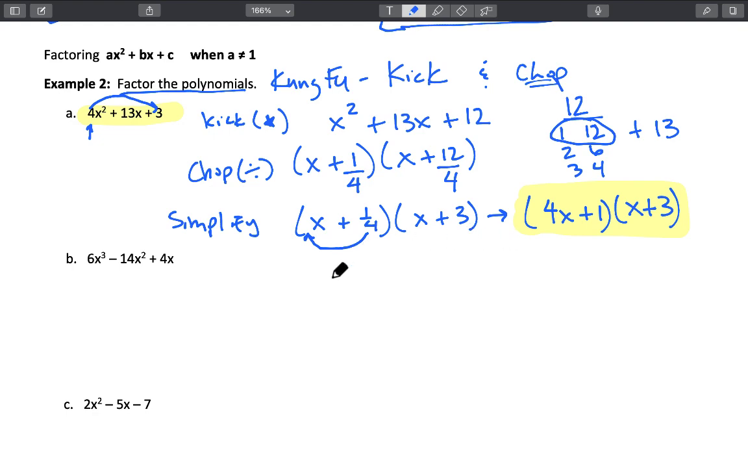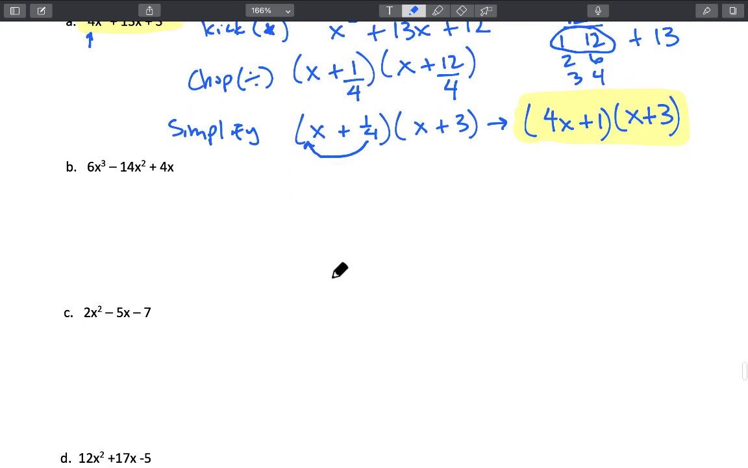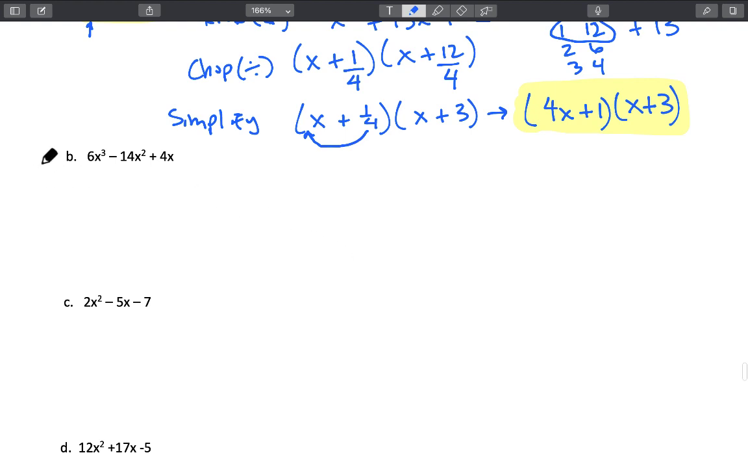We'll do one more of those here just to get some extra practice. All right, let's take a look at B. In B, we see that we have 6x cubed minus 14x squared plus 4x. Aha, I see that I have a GCF here that I can divide out. I'm going to divide out a 2x, and that's going to leave me with 3x squared minus 7x plus 2.